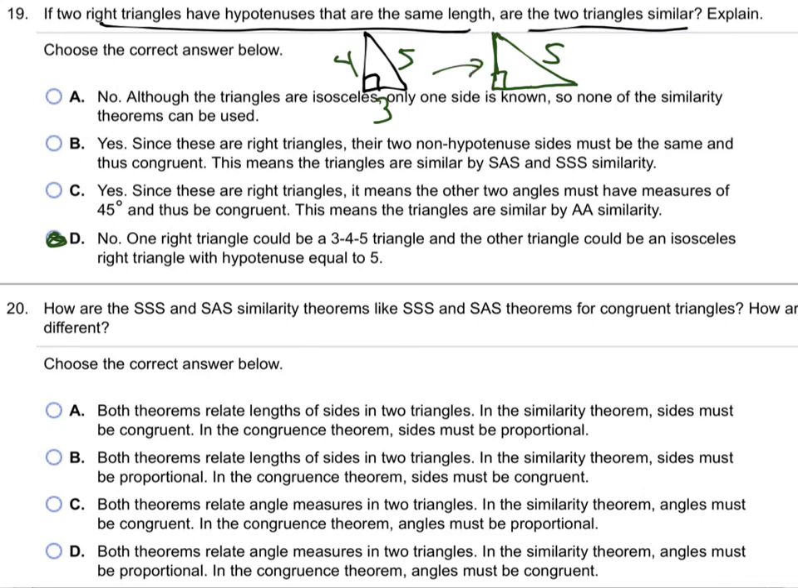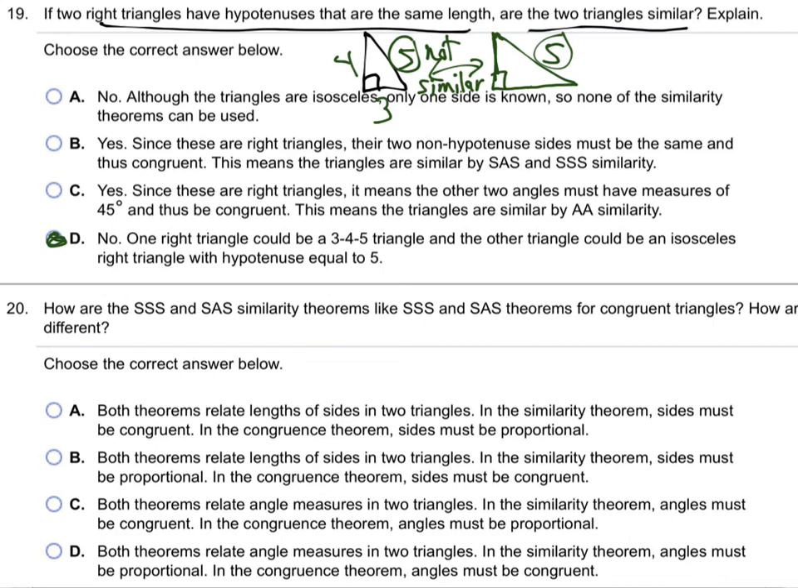So those are not similar. Right? They're not the same shape. They're both right triangles. They both have a hypotenuse that's 5, the side opposite the right angle. But they're certainly not similar. They're not the same shape, right?